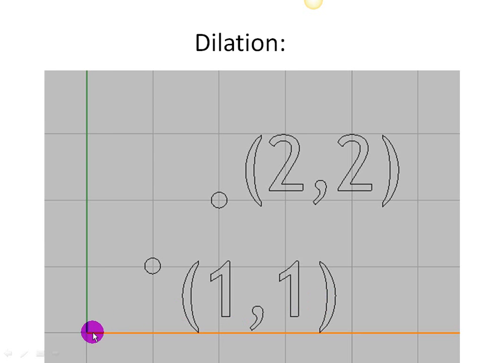Dilation. If I have the Cartesian coordinate system, here's my x-axis and y-axis, if I plot a point at 1, 1, the ordered pair 1, 1, and I dilate that by a factor of 2, then I would wind up with the dot being at 2, 2. And this is the ordered pair 2, 2.